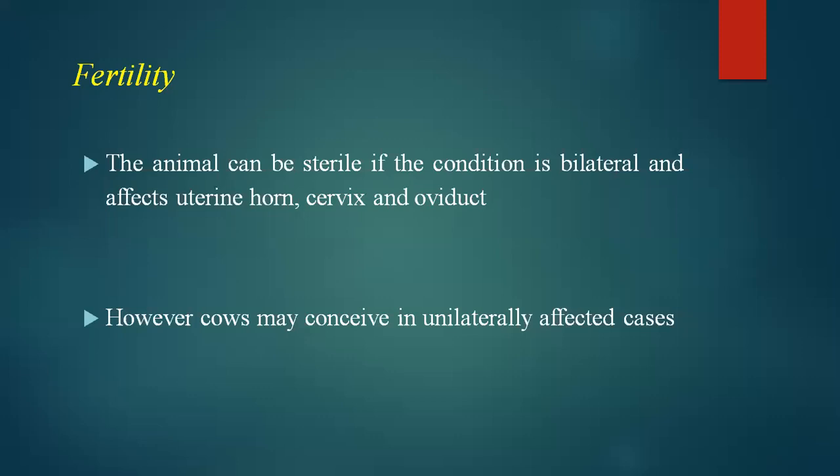Now, fertility. Can a heifer with white heifer disease be fertile? The answer is, it can be fertile depending upon the degree and the site where the aplasia is occurring. If there is bilateral aplasia, and especially there is blockage of oviduct or part of the uterine horn, the animal will be completely sterile. If it is unilateral, one part is only affected, sometimes from the other normal part of the horn, if ovulation occurs in the ovary ipsilateral to that horn, then the animal can conceive. However, the fertility rate will be much lower compared to a normal heifer.